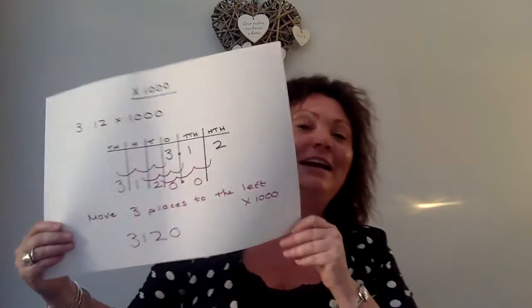All right. Now, what are we going to do next? We're going to multiply it, not move it. We're going to multiply it by 1,000. So I wonder how many places we have to move it now. I wonder, Year 6, how many zeros have we got in 1,000? We have got 3, haven't we?